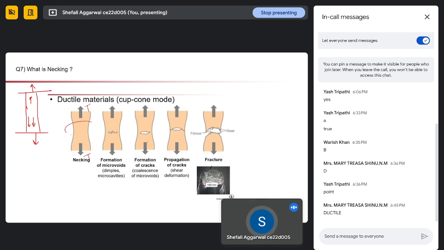You can see it's sort of like our neck, no? Thick, thin, thick: a thicker part, a thinner part, and a thicker part. So that is called the necking of materials. Okay.